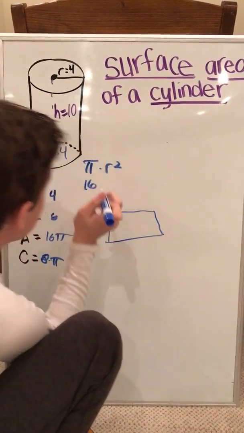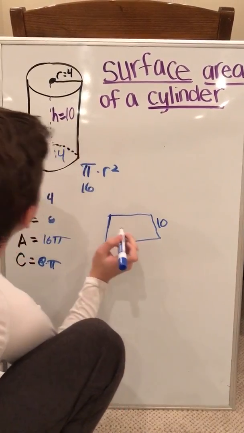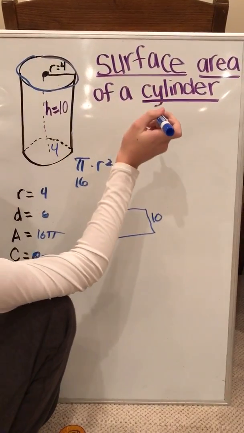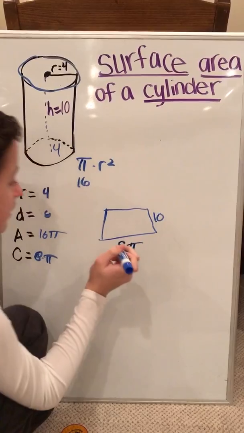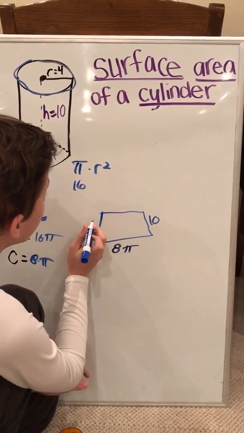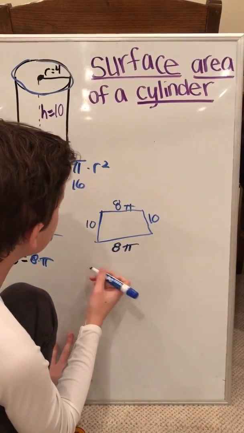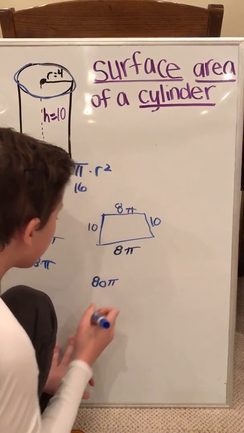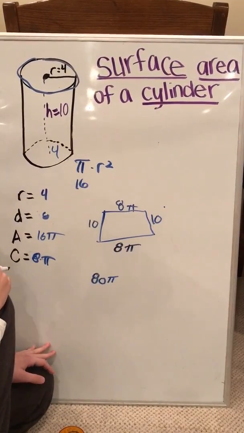Here's my drawing of a rectangle. The height is 10. The width is just the circumference of the circle. Great. So it's 8 pi. So the area of the rectangle, this is 10 and this is 8 pi, will be 80 pi. Which is what times what? 10 times 8 pi. Great.